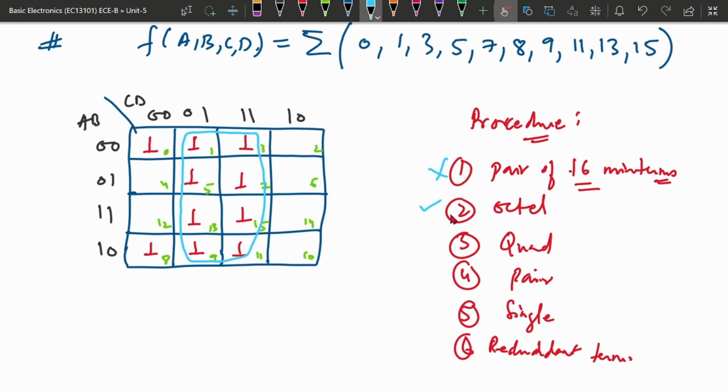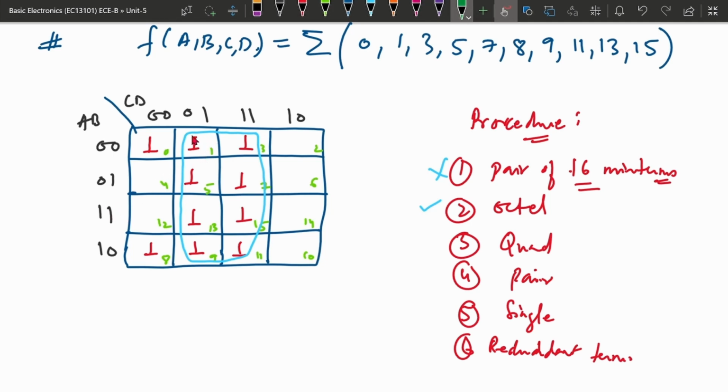Now this has been done. Next look for a quad. Quad means pairing of 4. So is there any possibility of making the pairing of 4? Yes, there is a possibility. First of all, we will not consider this as 1 pair, because these minterms have already been considered by the octet. So there is no need to consider them again. But we can consider these minterms if they help make an octet or quad or pair next time.